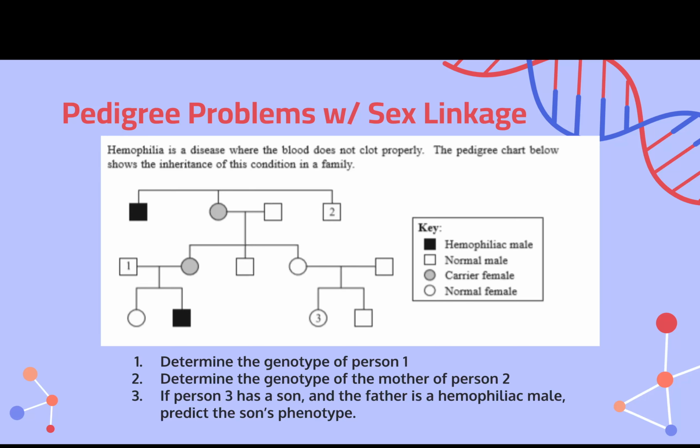Okay. So it wouldn't be X small h Y because she's the carrier, but she's not a carrier, which means that she had to get both of the good dominant alleles. Okay. Question two. Determine the genotype of the mother of person two.